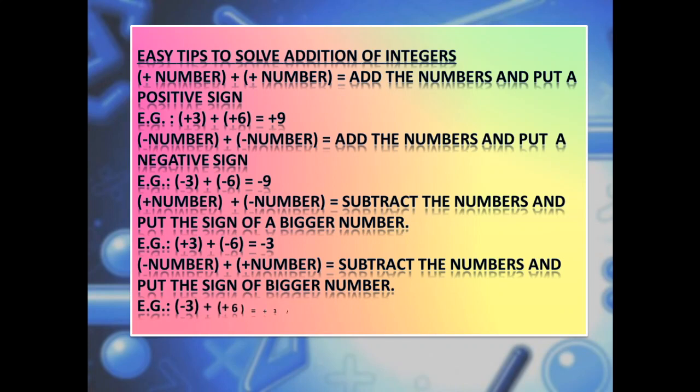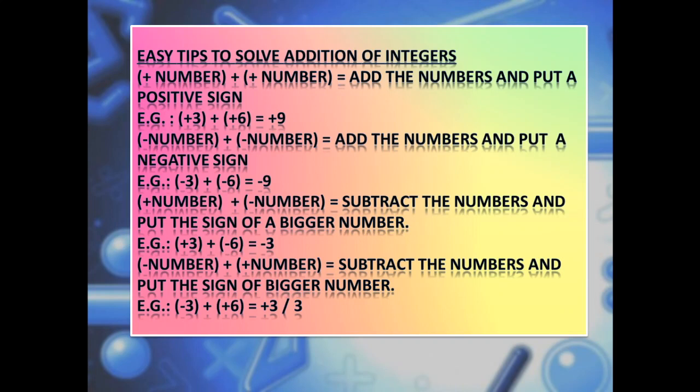Second, a negative number is asked to be added with a negative number. Again, just add those numbers and put a negative sign. Two negative numbers are given and we are asked to add both. What do we have to do? Add the numbers and put a negative sign. That is, minus 3 and minus 6 are given. We are asked to add both the numbers. So, negative and negative, we have to add. That is 9, and put the sign of negative.